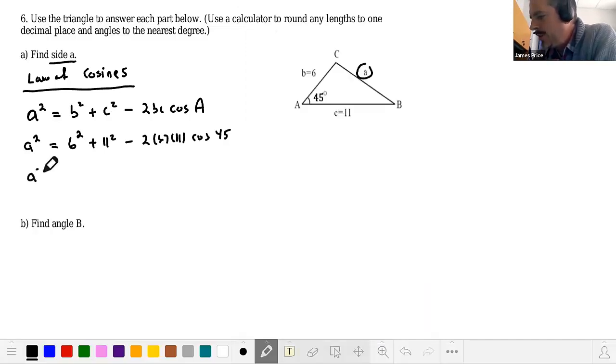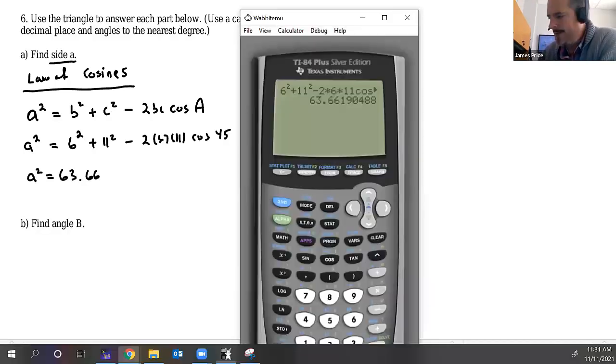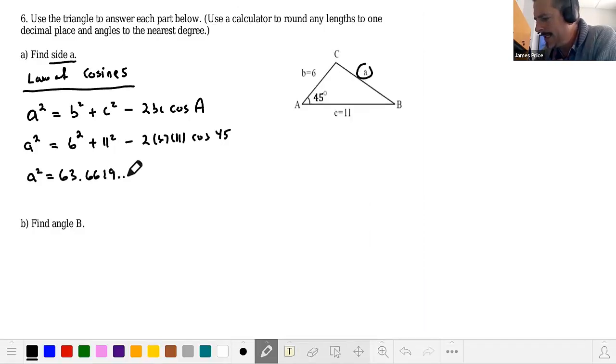So write down A squared is equal to 63.66 and so on, with the dots meaning that number is probably going to go on forever. There's no established pattern there. But at least I see what your calculator says. So if you put it in wrong, I can take off for that, but I don't have to take off for the next part, whereas to find A, you just square root both sides.